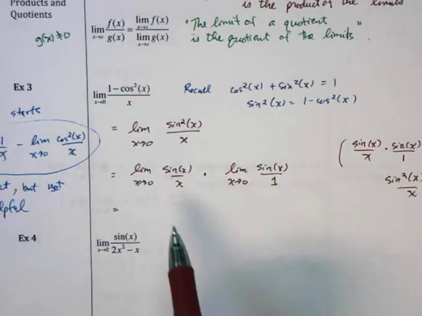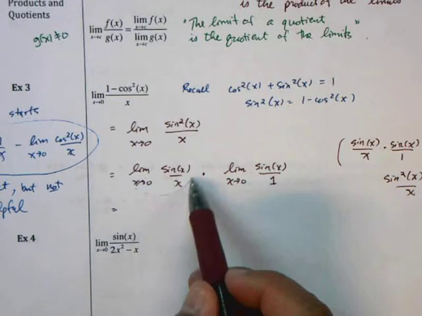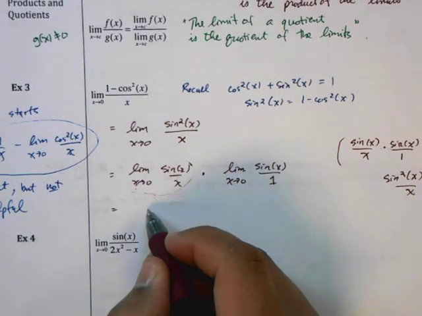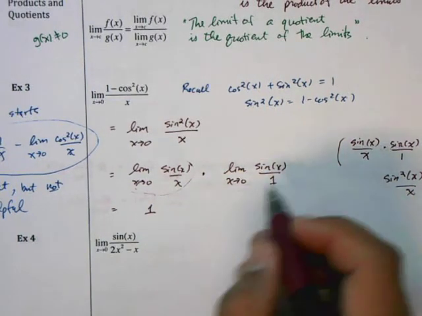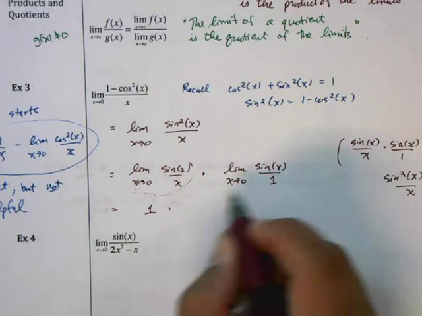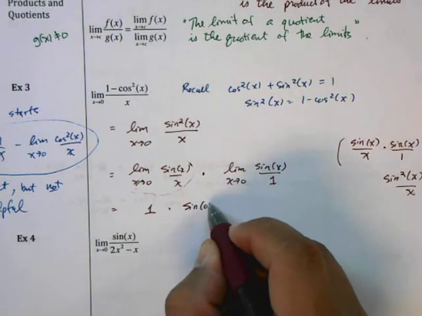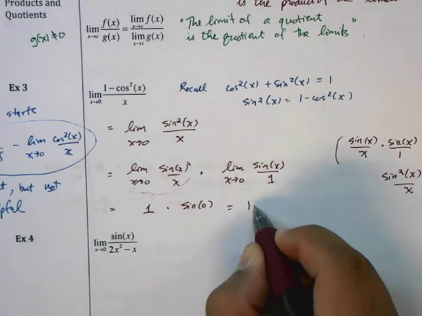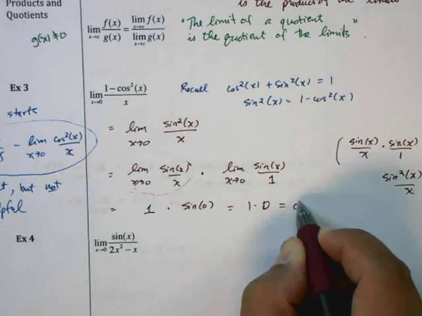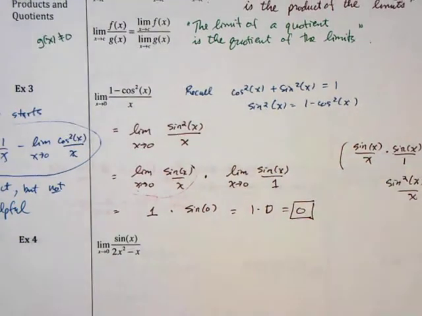From the first example we did, we know that this is equal to 1. And this one is pretty straightforward. We can do direct substitution: sine of 0 is just 0, so 1 times 0 is equal to 0. Okay, so there you have it, a way for us to evaluate these limits algebraically.